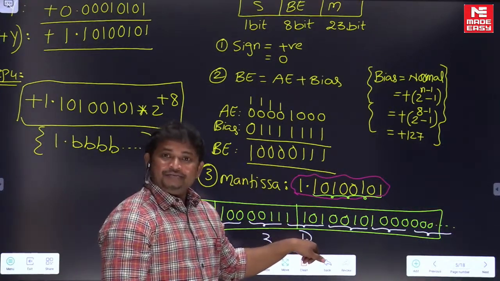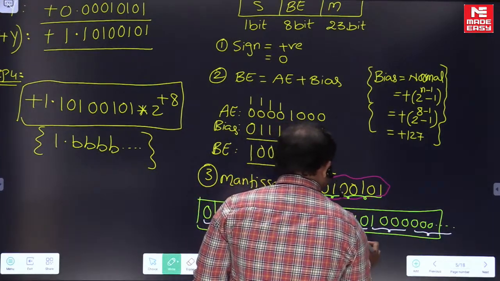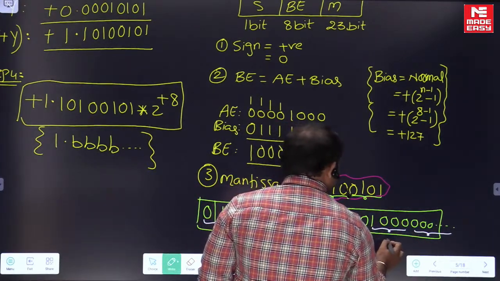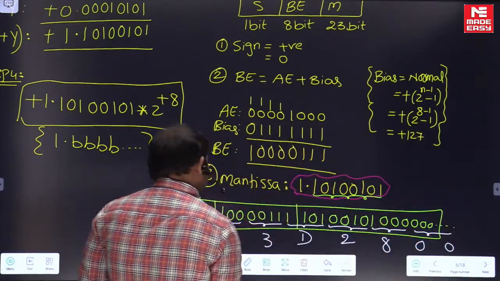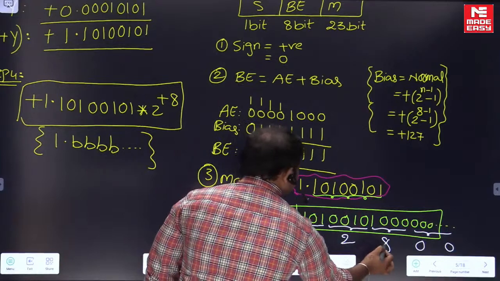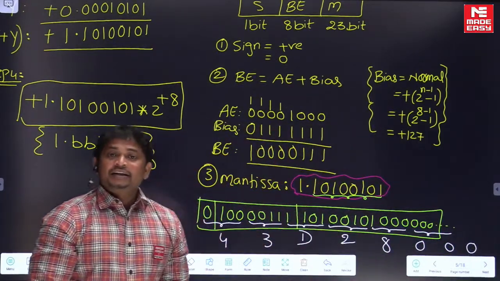1101 this is D. Okay, students. 0010 this is 2. 1000 this is 8. And remaining all are zeros. Okay. 1, 2, 3, 4, 5, 6, 7, 8. 8 into 4 that is 32.